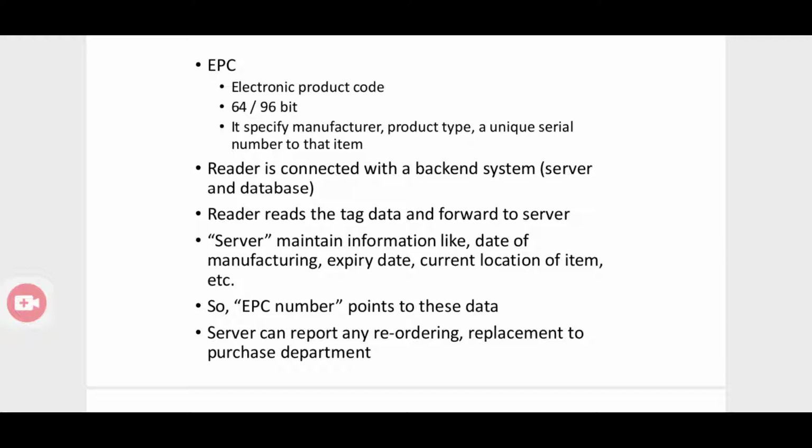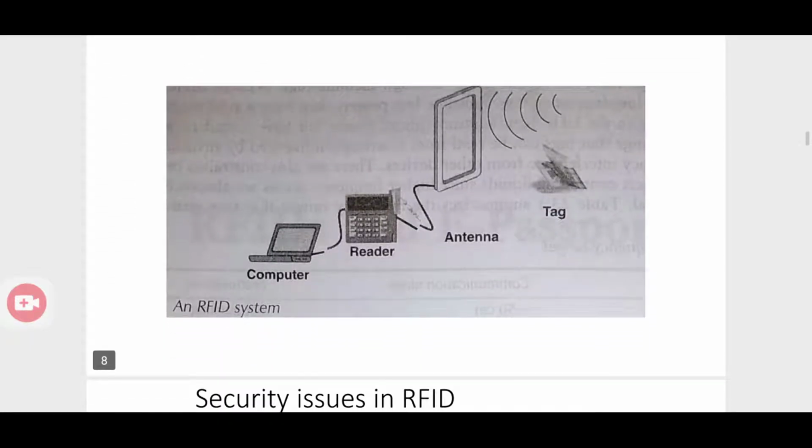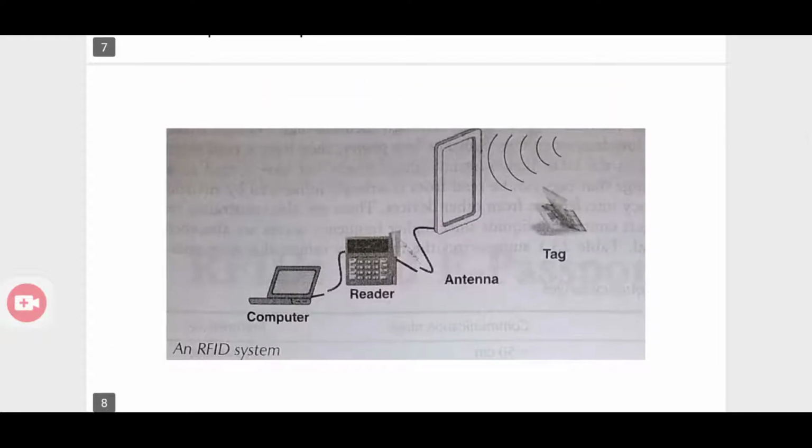The RFID system has a backend, that is a server or database, and the RFID reader reads the tag data and forwards it to the server. The server maintains information like date of manufacturing, expiry date, current location of the item, etc. So the EPC number points to this data. The server can report any reordering or replacement to the purchase department, etc. So this is the procedure for an RFID system.